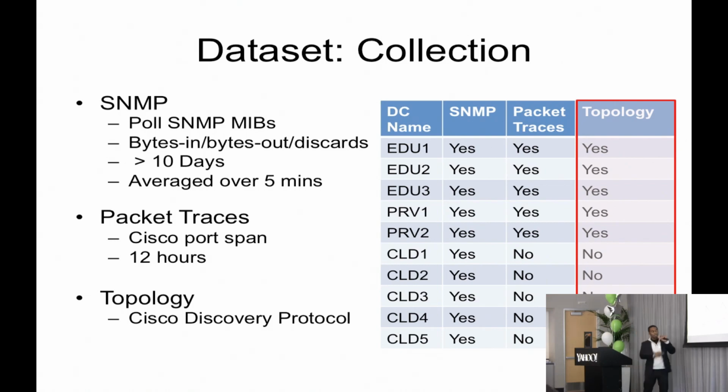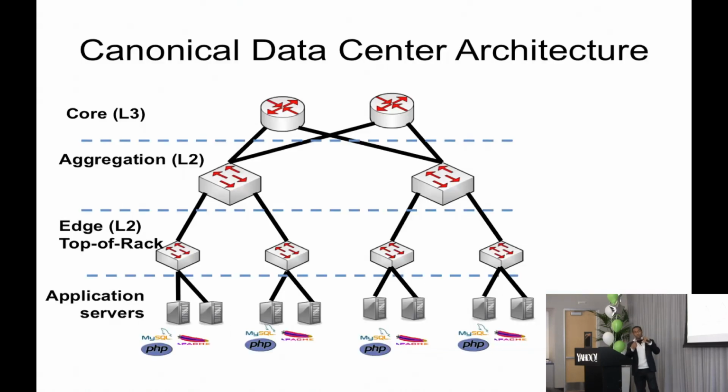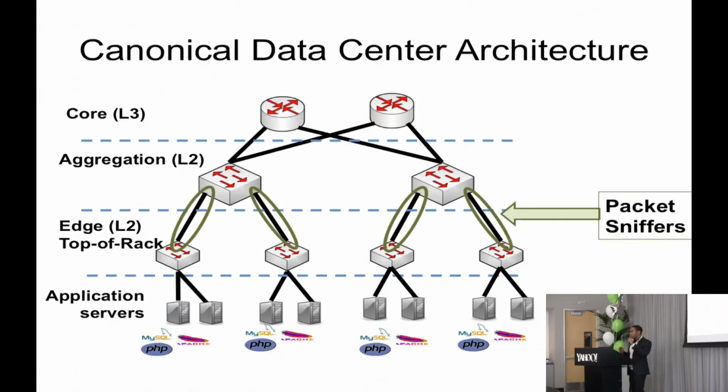So the port spans were from the uplinks from the edge of rack to the aggregation. So what you're actually seeing is the traffic that's leaving the rack and imposing itself on the data center interconnect itself. And this is going to become important towards the second half of the talk when we talk about what the link utilizations themselves look like.